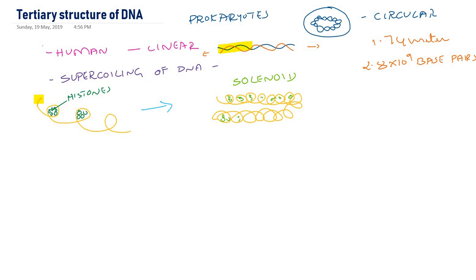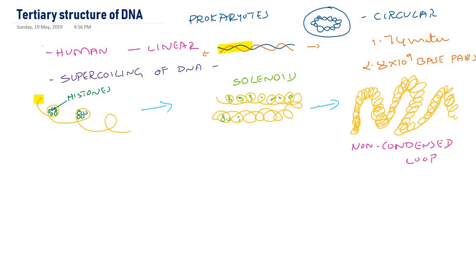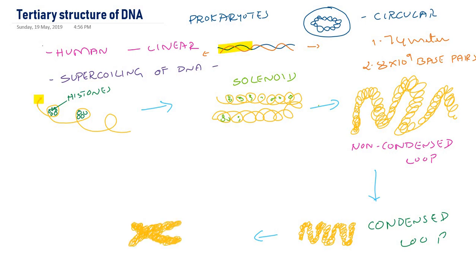This solenoid is further folded into what is called a non-condensed loop. This non-condensed loop is again folded into a condensed loop, and this condensed loop forms further conformation, the chromosome. This is the final conformation. Because of the large amount of base pairs, there is folding and folding and folding, and finally the DNA is present as chromosomes. This is the tertiary structure, DNA packaged in the chromosome.